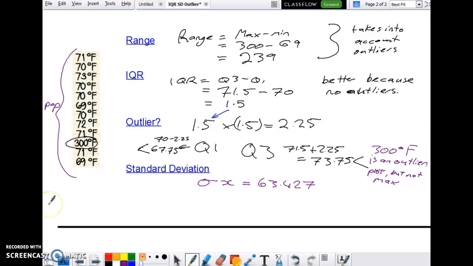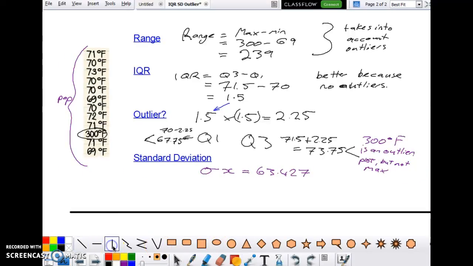That gives us an idea of how far away most of the data is from the mean. The smaller the number, the closer things are to the mean. The bigger the number, the further away from the mean. So, what we're going to do is a box plot here to show that an outlier doesn't go on. Obviously, we're going to use a ruler. I'm going to use a ruler this time, even.